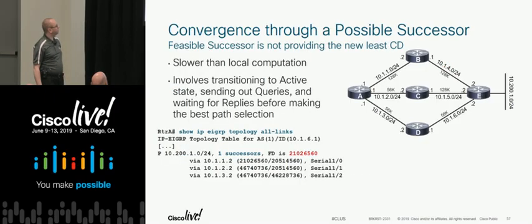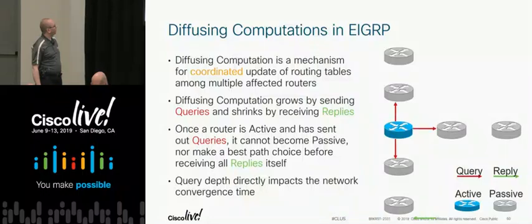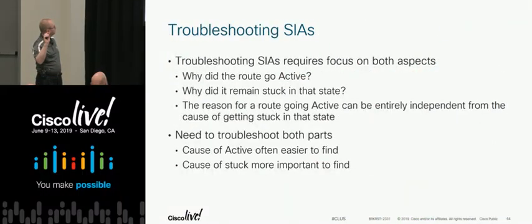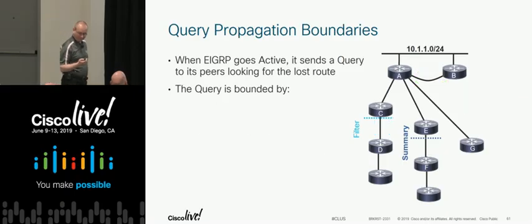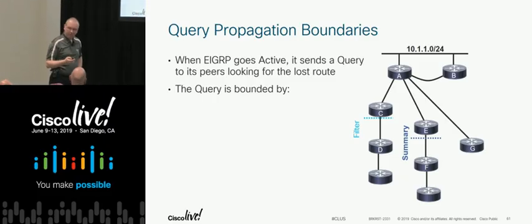For the diffusing computation, seems like this thing has an artificial intelligence. You know, my dad likes to say that natural stupidity is better than artificial intelligence, and I have to concur.